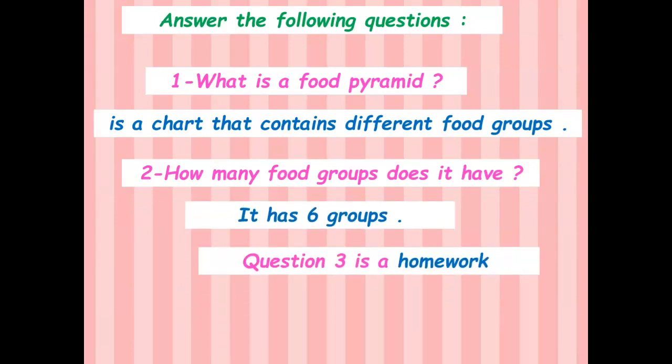Number three, question three is a homework, girls. I think it is put the following in the right food groups. We have chocolate, chicken, grapes, and cake. You have to arrange them according to the food pyramid.